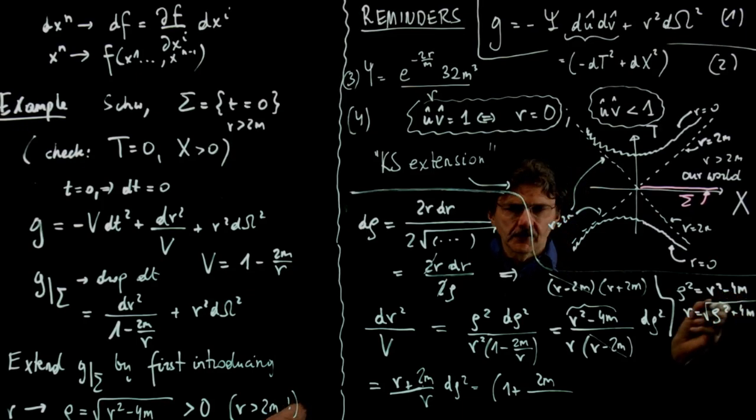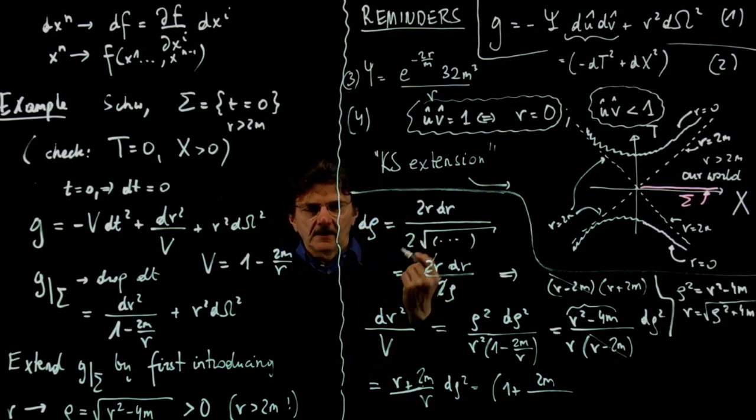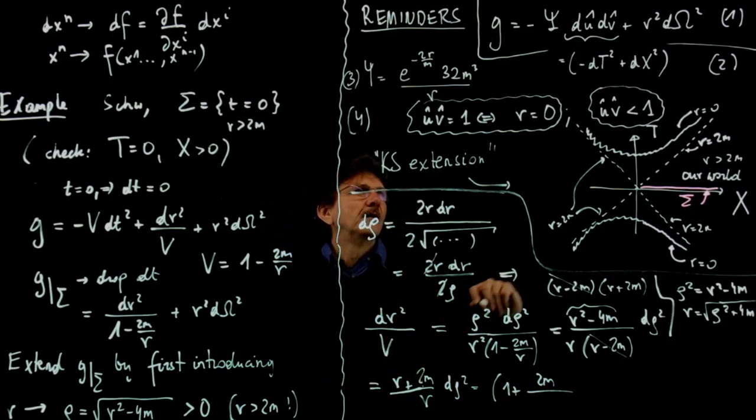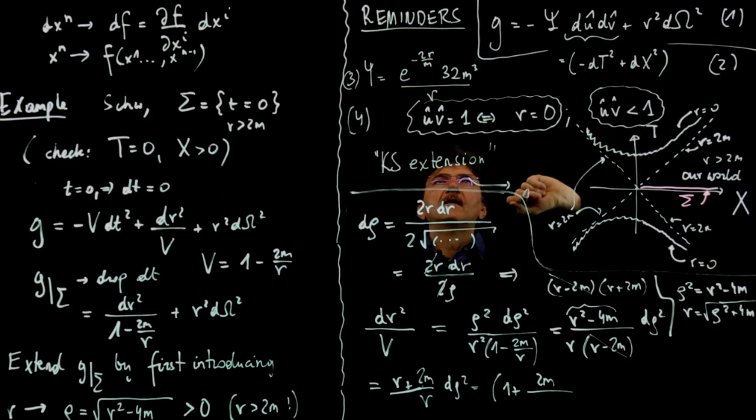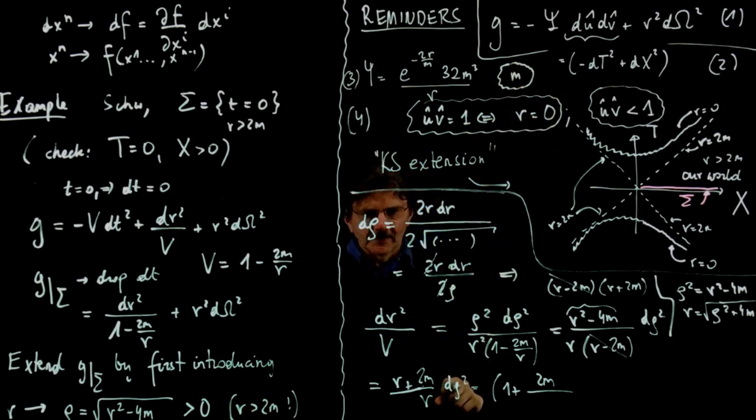Well, there are two square roots, plus and minus, but remember that we started in the r larger than 2m region, and m is positive, otherwise there's no horizon. Well, that was certainly something that we want to assume.